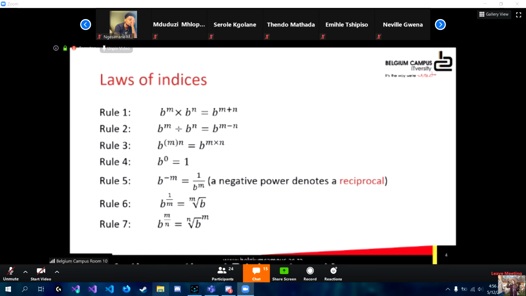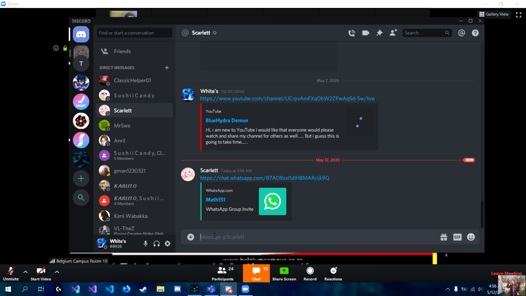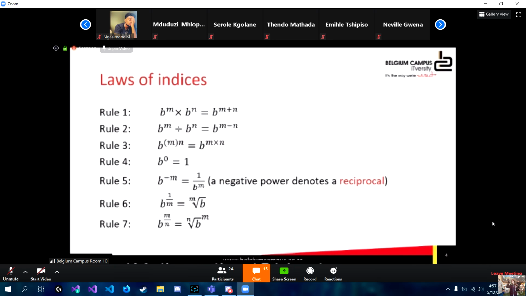Rule number 4, anything to the power of 0 is equal to 1. 1 million to the power of 0 is 1. 10 trillion to the power of 0 is equal to 1. So anything that has the power of 0 is equal to 1.